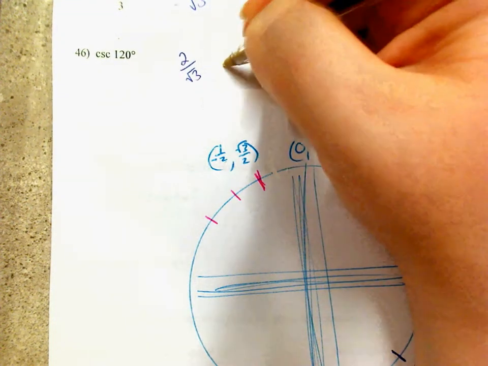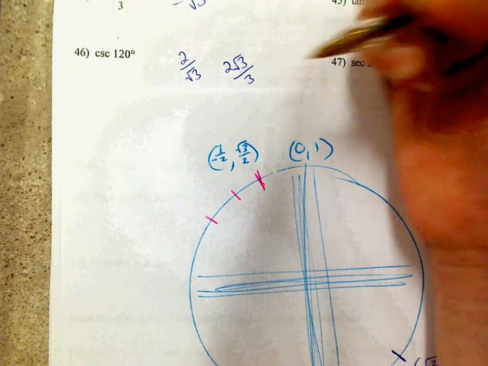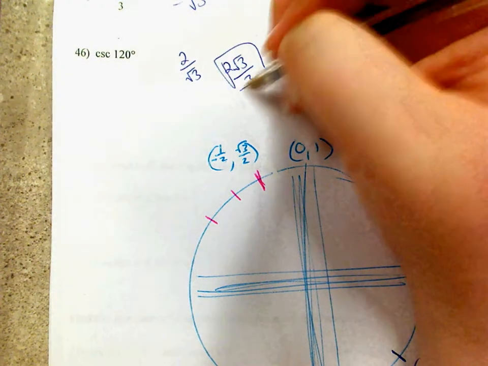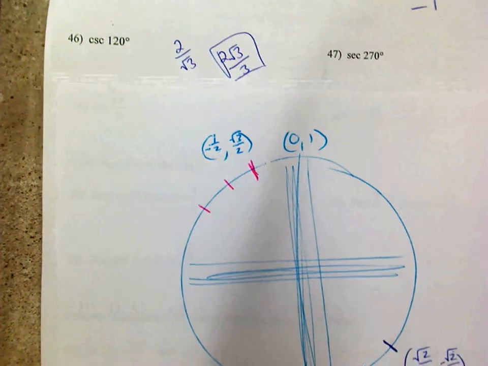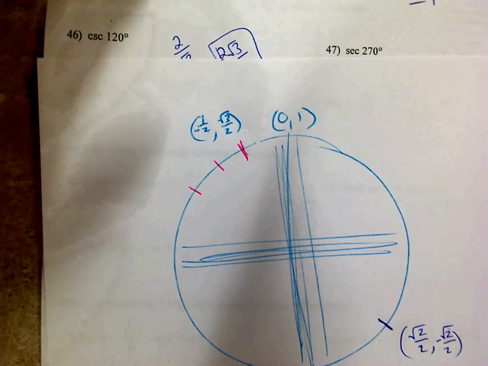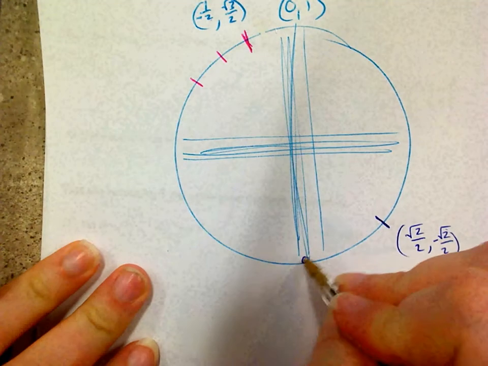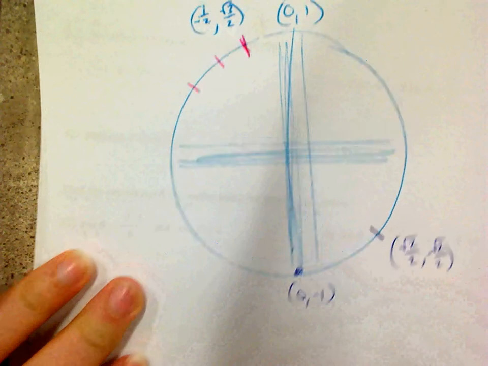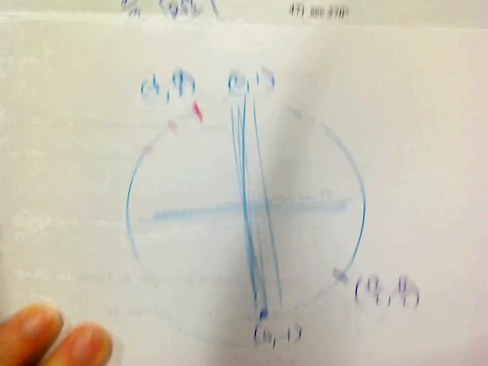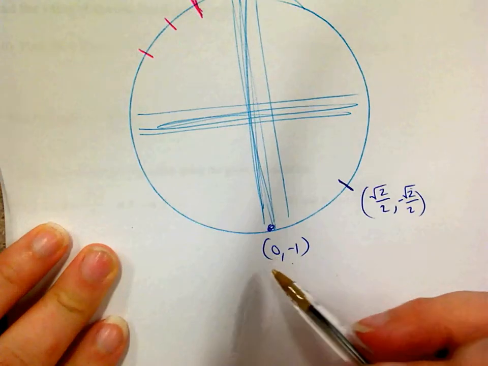Okay, secant of 270. Well, 270 is down here at the bottom. This is the point 0, negative 1. Secant is the reciprocal of cosine. Cosine is the x, cosine is 0. So 1 over 0 is my answer, but I don't write that. I write undefined.